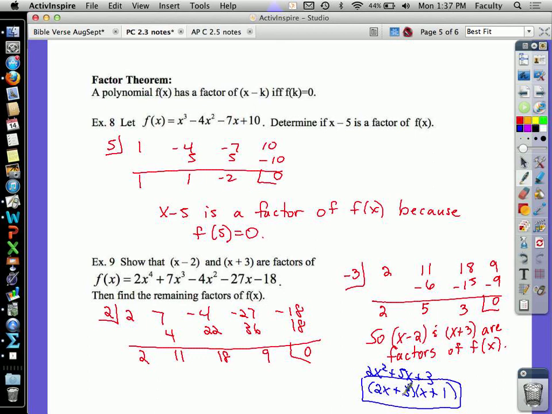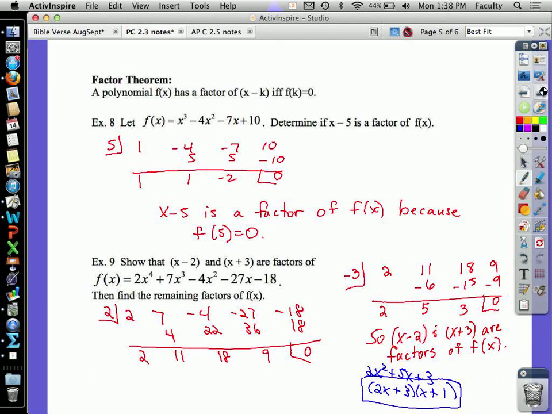All right, let me go over this one more time. It said show x minus 2 and x plus 3 are factors. That means doing the synthetic division and showing that you have remainder 0. And then this results in an x squared degree, and then I know how to factor that.